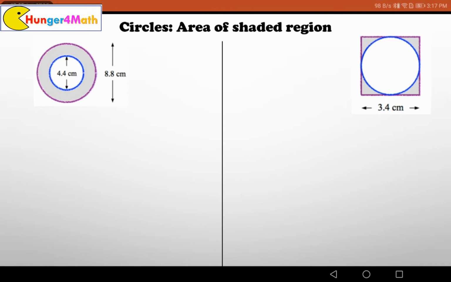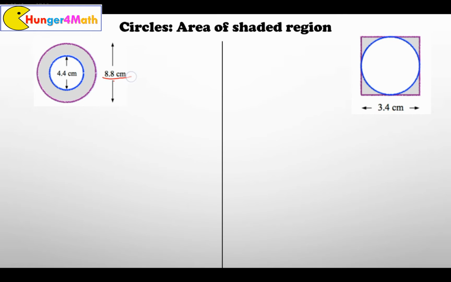Area of a shaded region. On our first figure, we have two circles, the purple and the blue circle. The purple with 8.8 centimeter as its diameter, and the blue circle with 4.4 centimeter, again, its diameter.